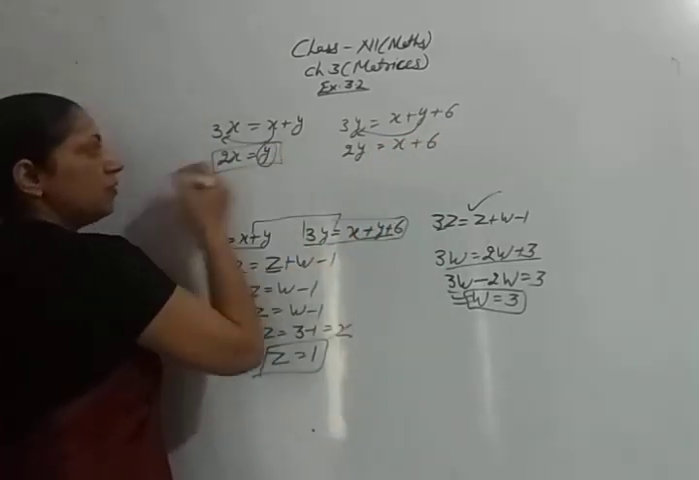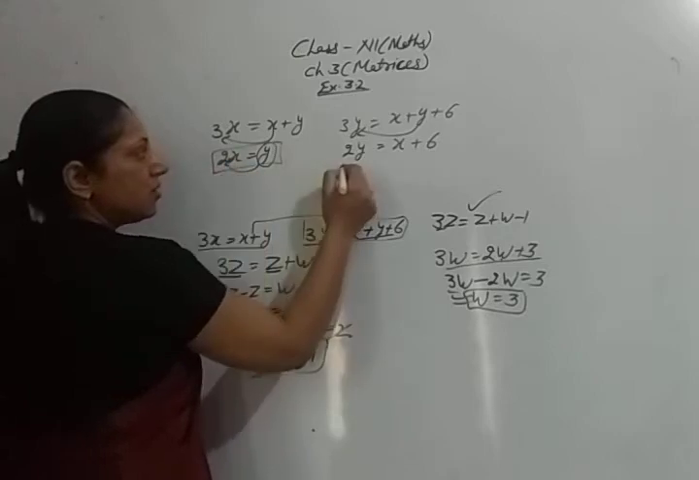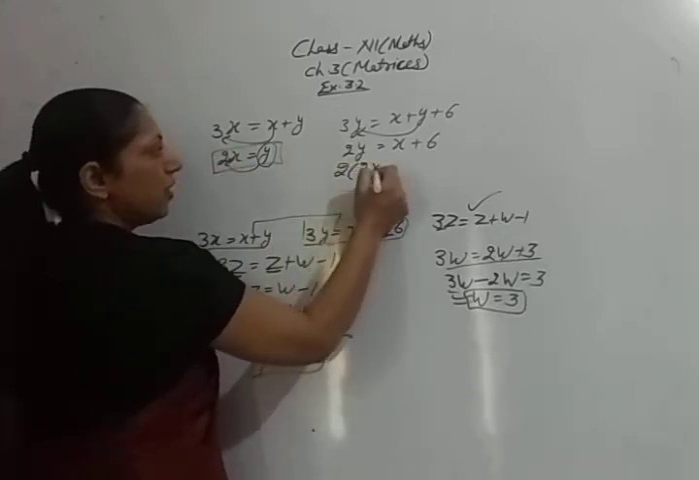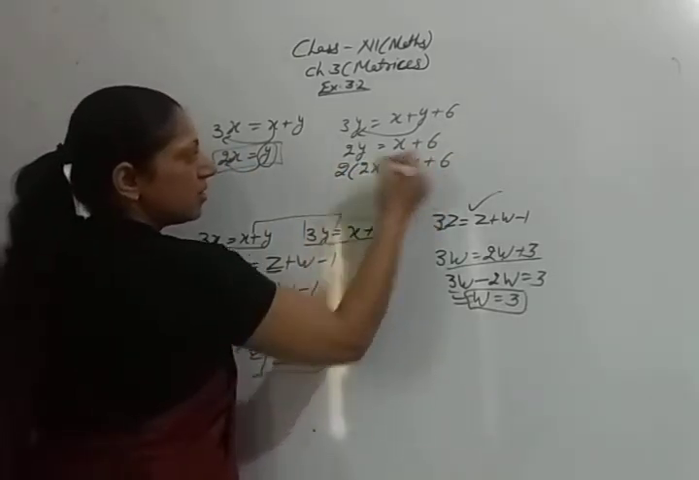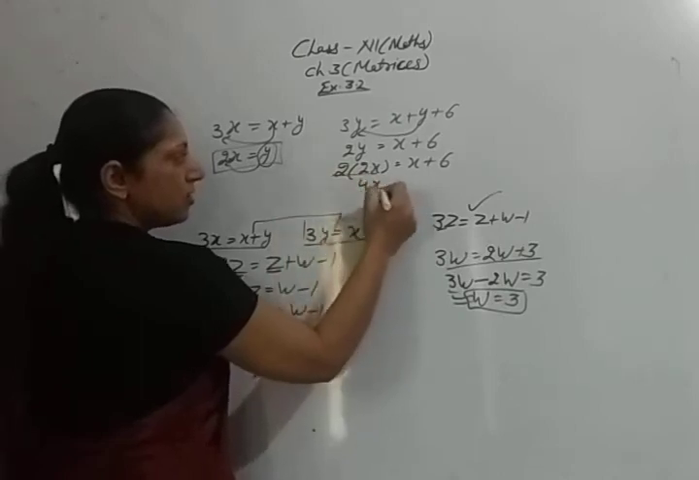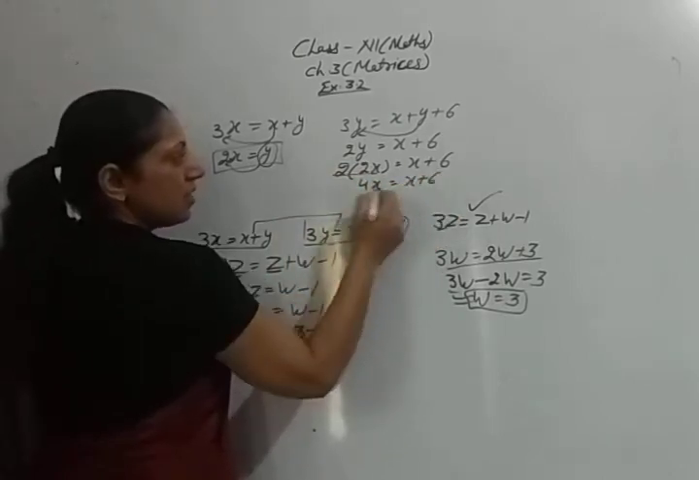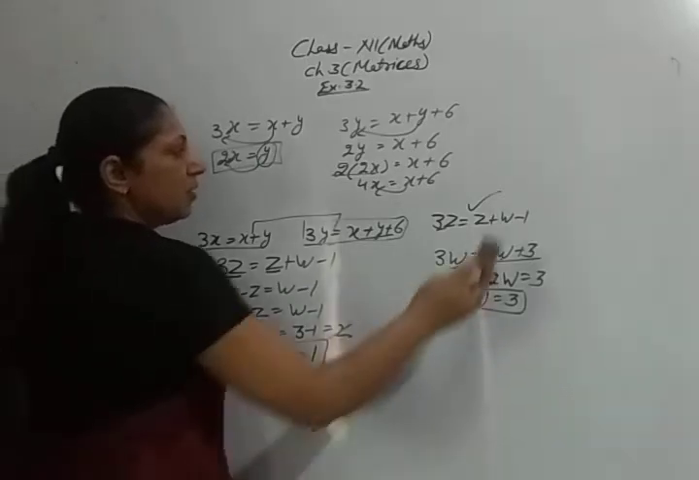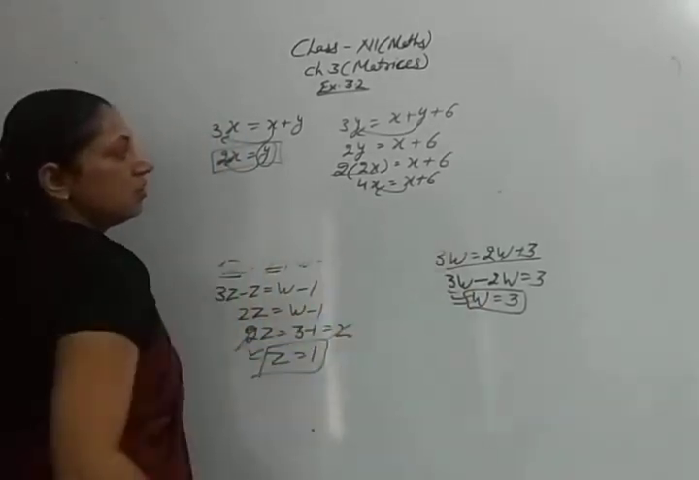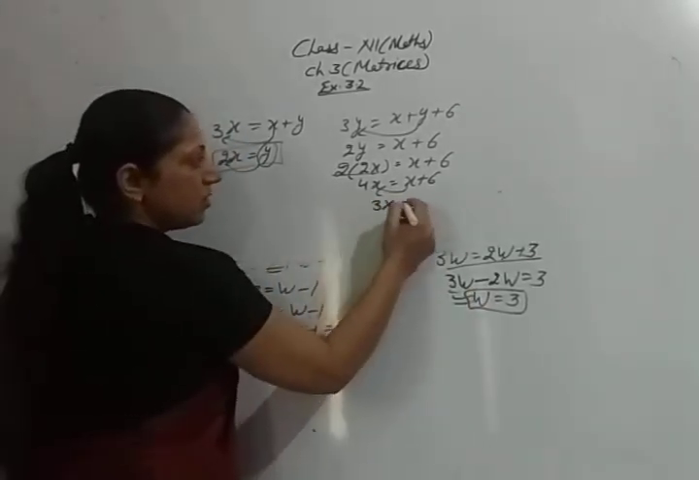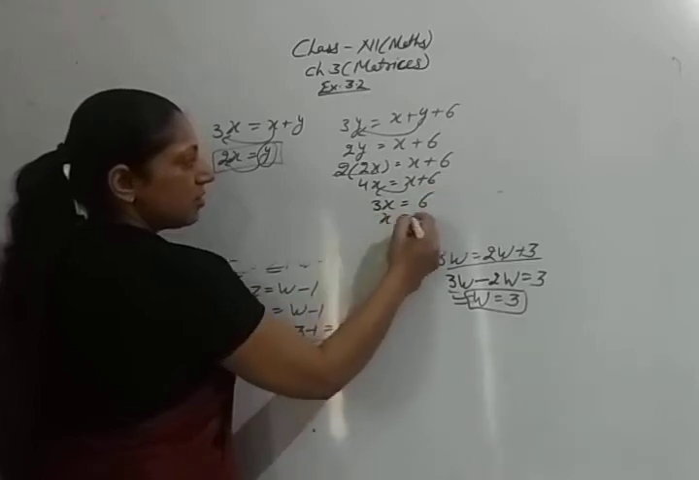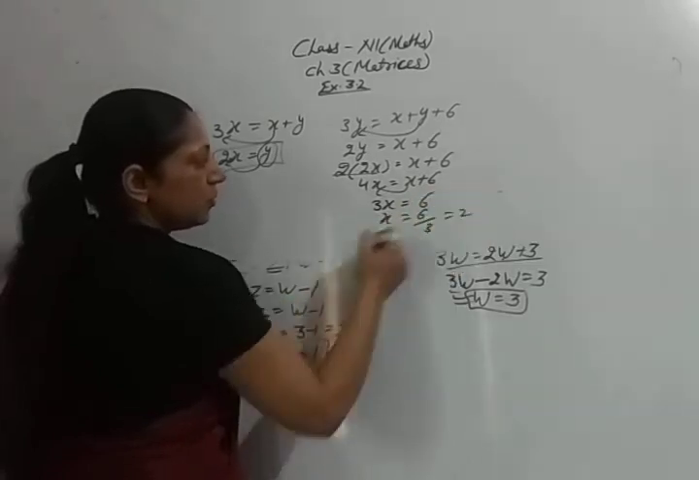Now put the value of y. y is equal to 2x. So 2 into 2x is equal to x plus 6. 2 times 2x is 4x, equal to x plus 6. Moving x to the left side, it's 3x is equal to 6. Then x is equal to 6 upon 3, that is equal to 2.